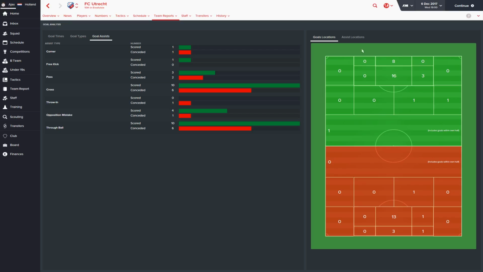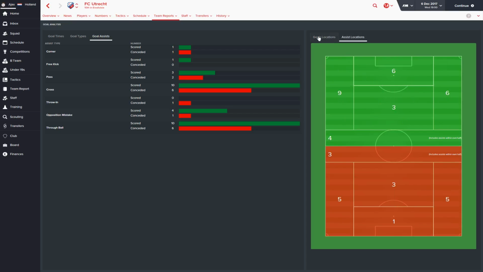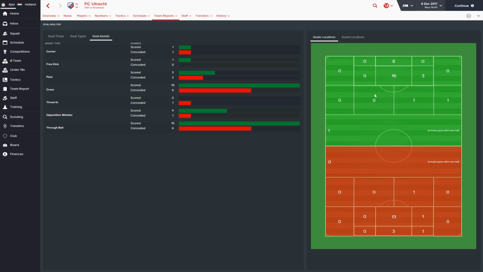Alright, the first thing I'm going to draw you guys' attention to here is this green area here, which is the goals and assists. So it's the same on both these tabs. The goals and assists that Utrecht themselves have scored. Very important that you recognize that. This red area here is the goals and assists that Utrecht have conceded.